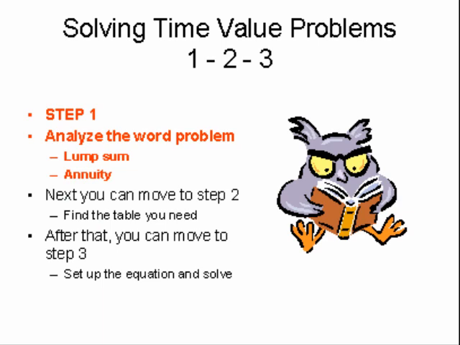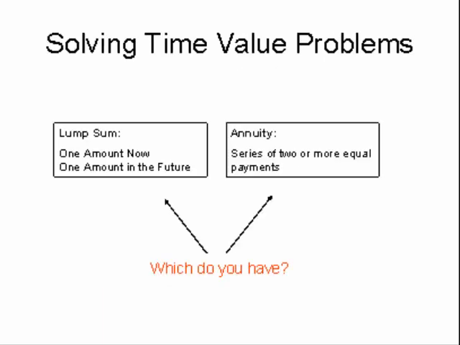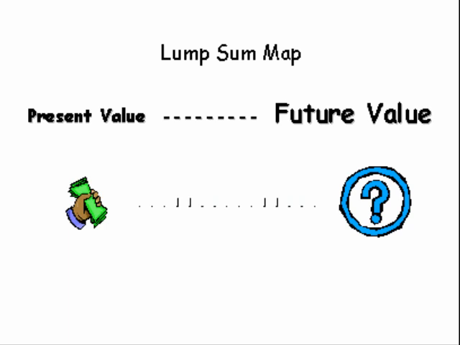Today we're going to solve time value problems, and we're specifically going to analyze whether we have a lump sum or an annuity. When you read the problem, if you have an amount at the beginning and an amount at the end, you have a lump sum problem. If you have a series of payments, you have an annuity.